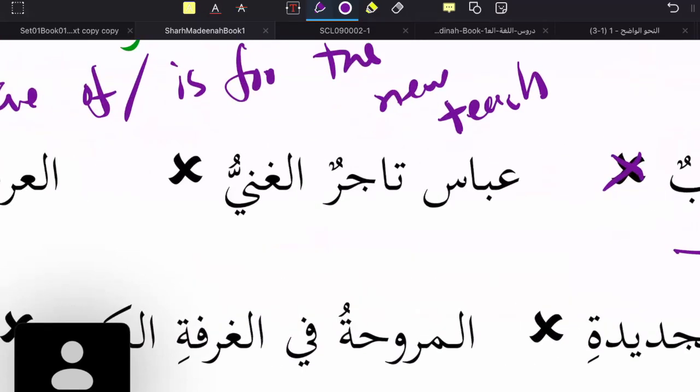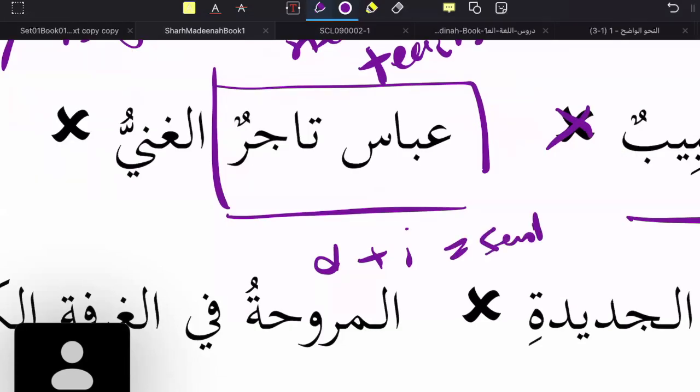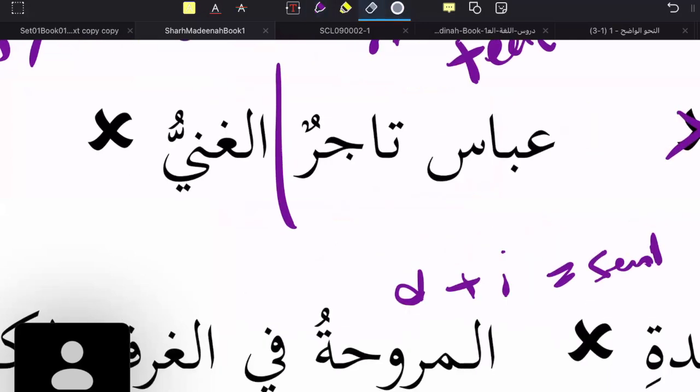We have Abbasun Tajirun Al-Ghaniyu. What's wrong here? First of all, going back to that technique, if we just look into these two words side by side, what do you have? Definite plus indefinite, right? That makes a sentence. So if the only thing you have is Abbasun Tajirun, that means definite and indefinite. So you have Abbas is a merchant. But now let's look at these two words.